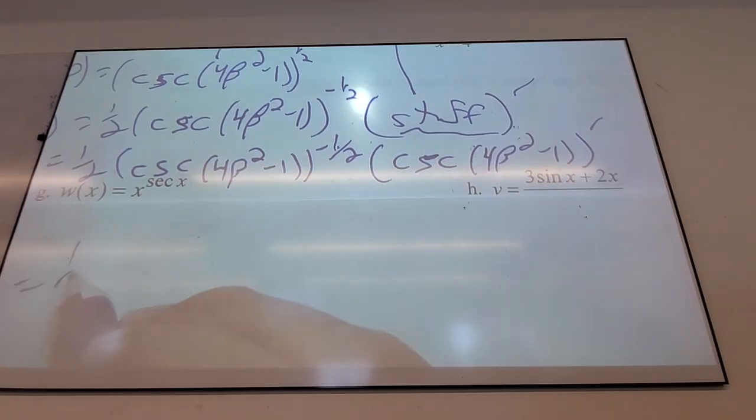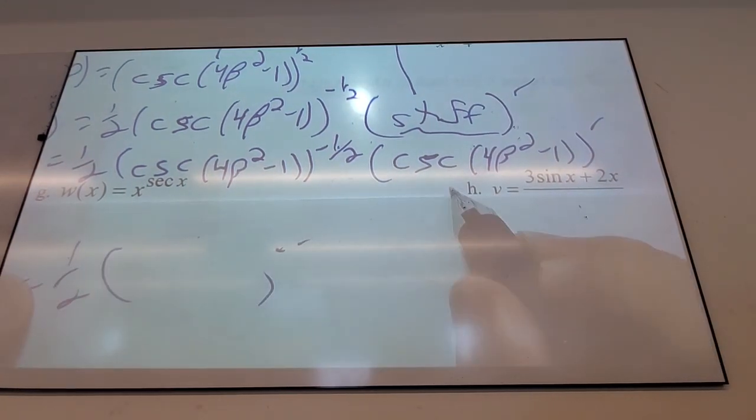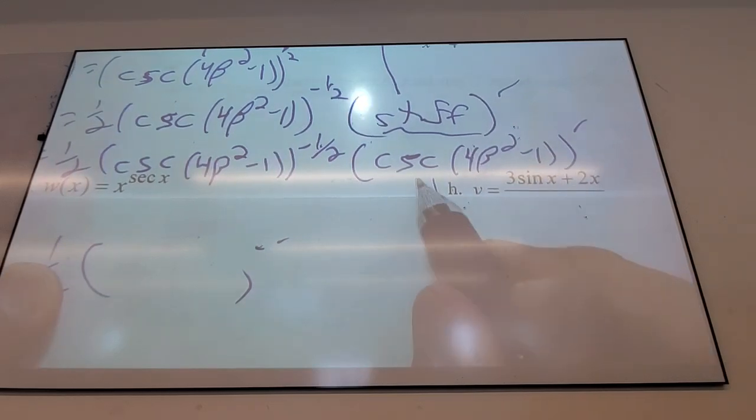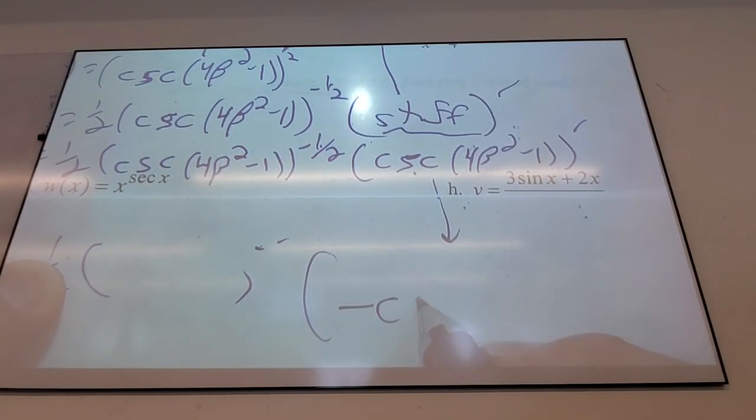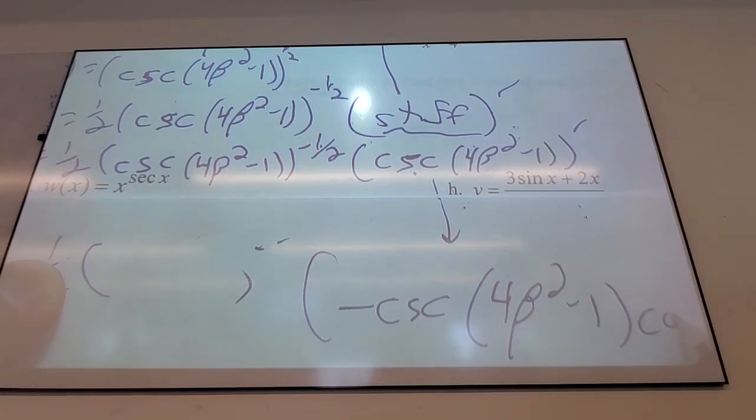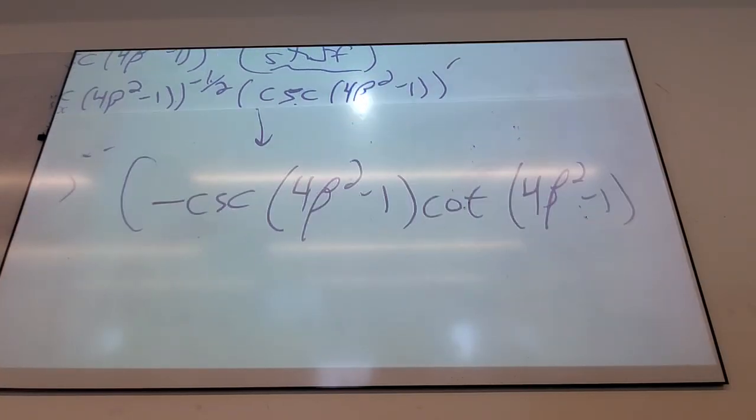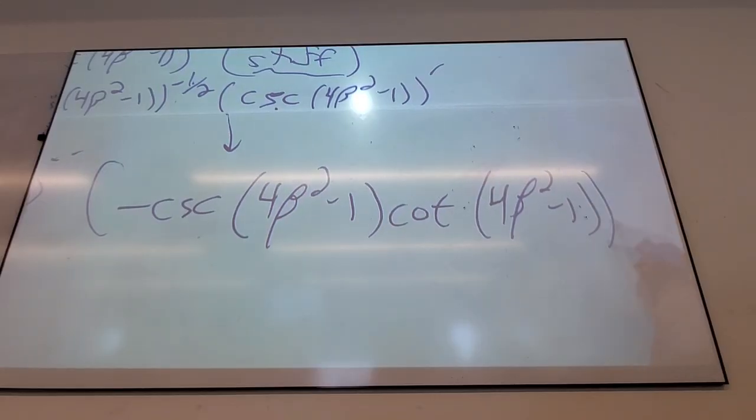Alright, so all of this. Let's focus on this guy. What's the derivative of cosecant stuff? Negative cosecant cotangent. No. Negative cosecant stuff times cotangent stuff. It doesn't make sense any other way. Times the derivative of stuff.